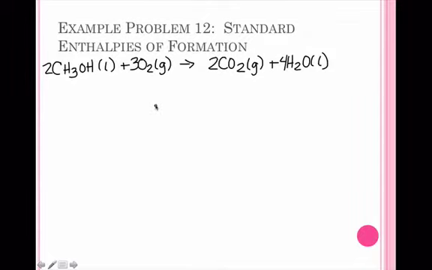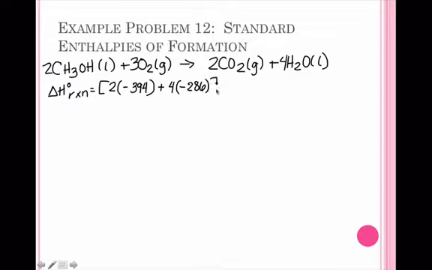And then the next thing I need to do is products minus the reactants by looking up these values. So my products are the carbon dioxide, and I have 2 of them. So 2 times carbon dioxide's value is negative 394 kilojoules. And then I need to add that to my waters. So 4 times water's delta H is negative 286.